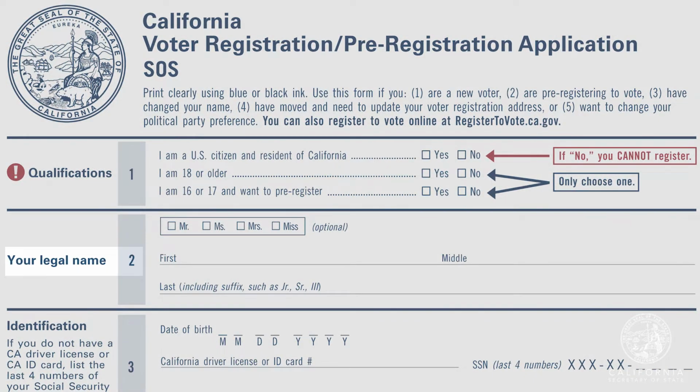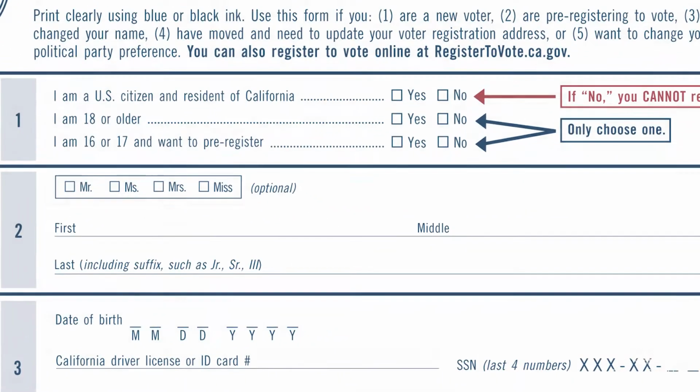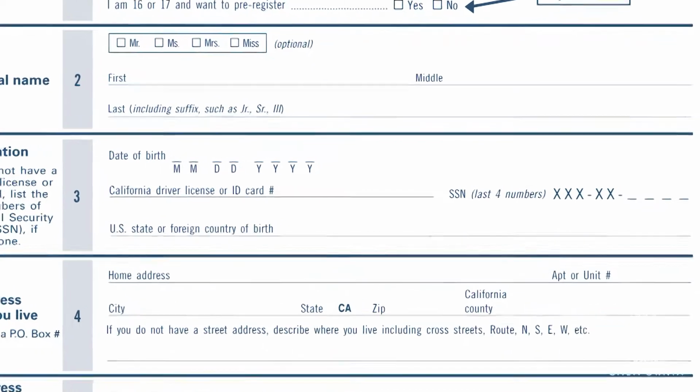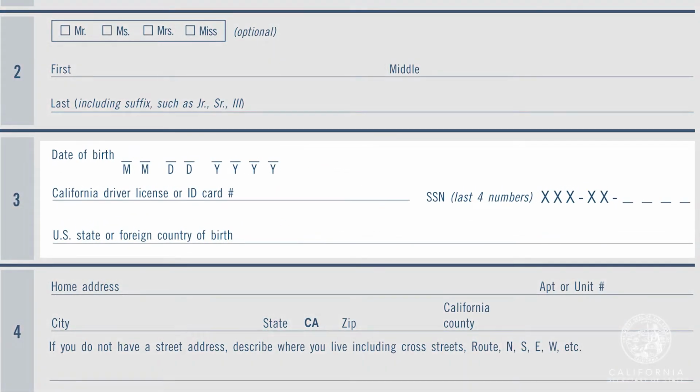Section 2. Your legal name. You are required to provide your first name, your middle name, if you have one, and your last name, including any suffix such as junior or senior. Section 3. Identification. You will need to provide your date of birth, your California driver's license or California ID card number, if you have one, the last 4 numbers of your social security number, if you have one, and the U.S. state or foreign country of your birth.